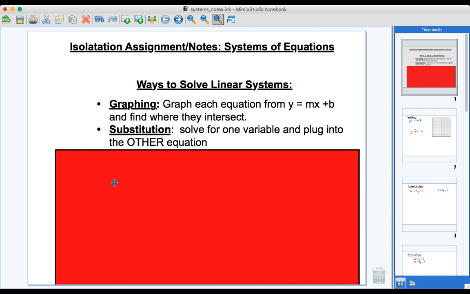Substitution is where you're going to solve for one variable, and you take that new equation, once you solved, and you plug it into the other one. Then you do some distributing, combining like terms, solving, you get your variable, and then you go through and you get your second variable. You always want to have an x and a y. Remember, all our answers, ordered pair form, x and y.